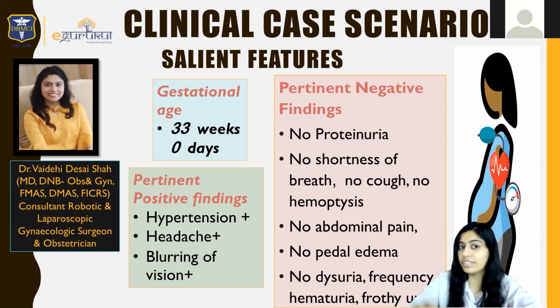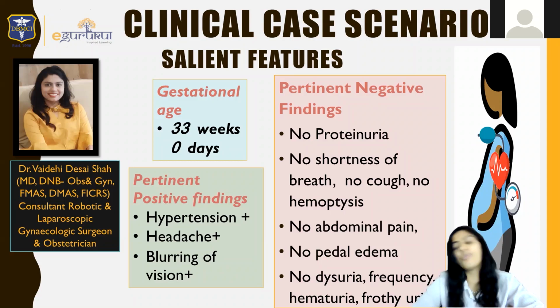So no proteinuria. By this we are ruling out kidney problems, right? The chronic kidney diseases are ruled out. No shortness of breath, no cough, no hemoptysis, so we are ruling out pulmonary edema. No abdominal pain, so we are also ruling out GI as well as liver problems, right? No pedal edema, no dysuria, no frequency, no hematuria, no frothy urine. Okay, so these are the pertinent negative findings that we have in our case.